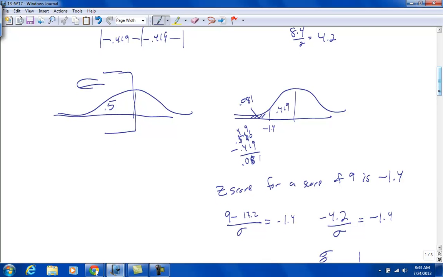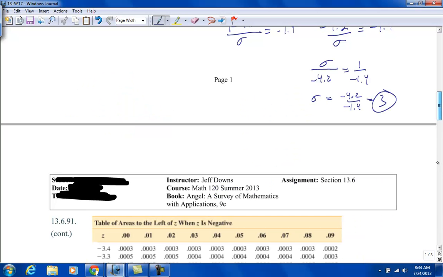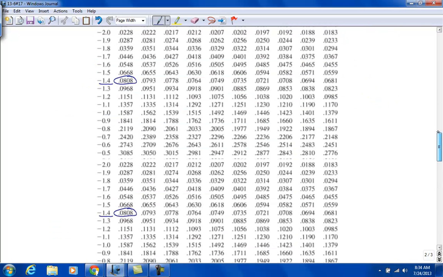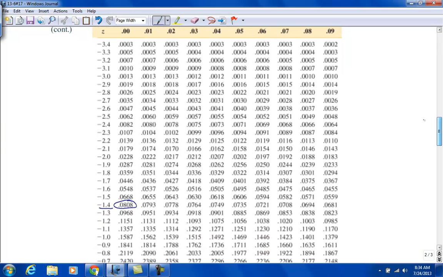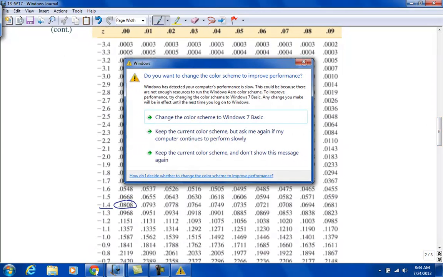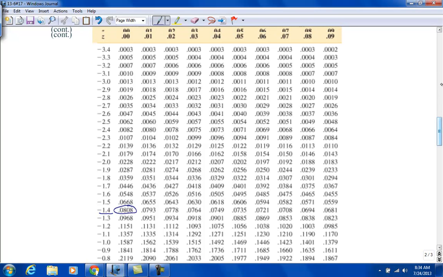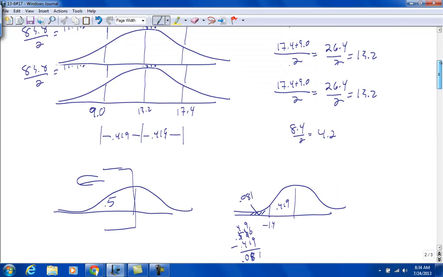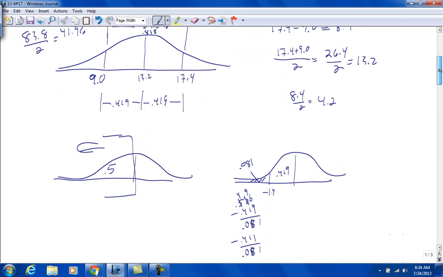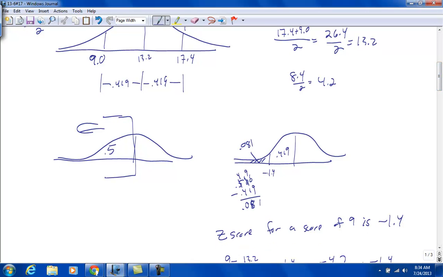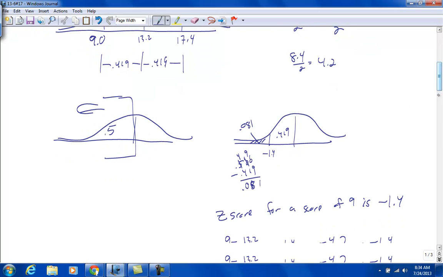And I go down to my z-score chart. And the closest I get for 0.081 is 0.0808. So that's the closest, so that's going to be negative 1.4. Get back to where I was. That's where I get this negative 1.4. So the z-score for a score of 9 is negative 1.4.